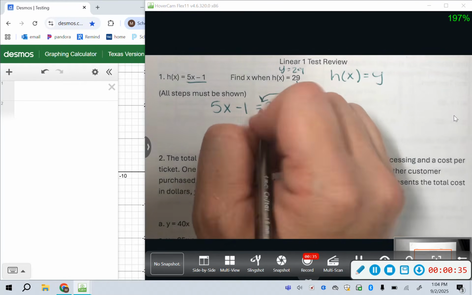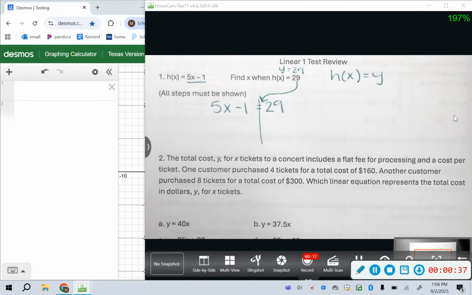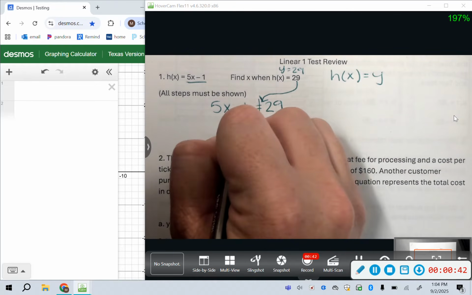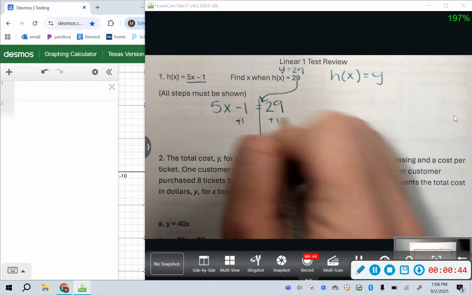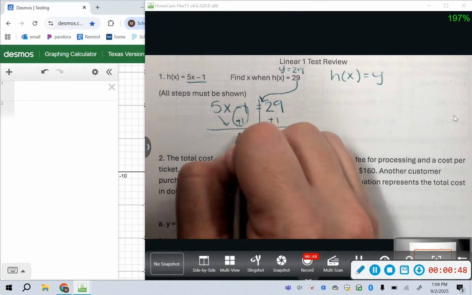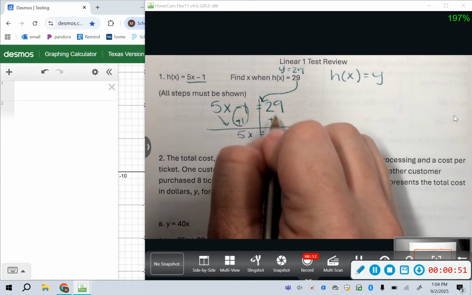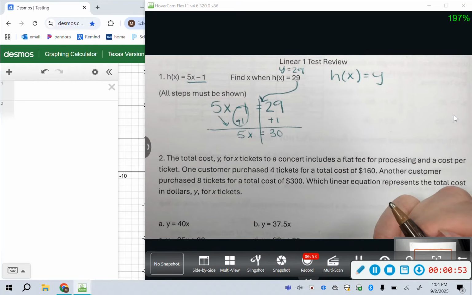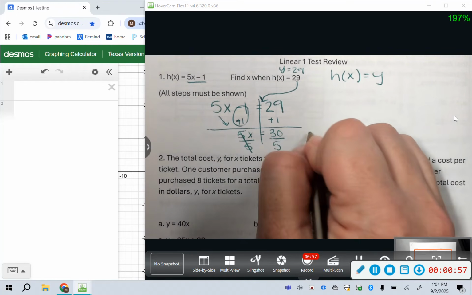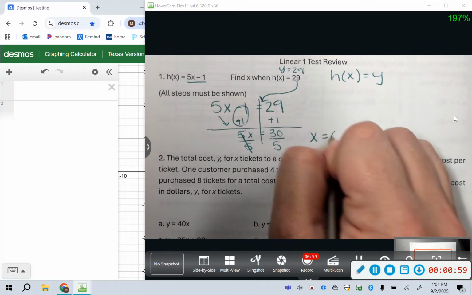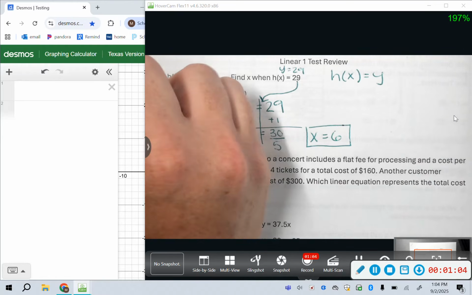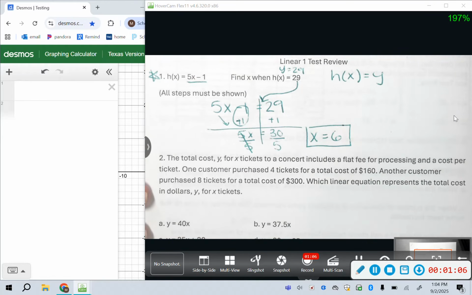Okay, so I'm going to draw my line, and we have to solve for x. So first things first, we always have to get rid of addition or subtraction. So how do I get rid of minus 1? We're going to add 1 to both sides. Negative 1 plus 1 is 0. I'm going to bring down my 5x equals, and then 29 plus 1 is 30. And now I'm going to divide both sides by 5. Okay, and I get x equals, well, 30 divided by 5 is 6. This is a show works problem. So you do have to show work on this problem on the test.